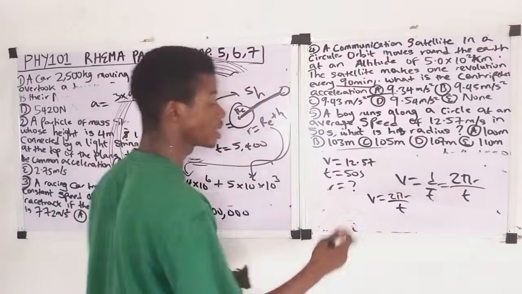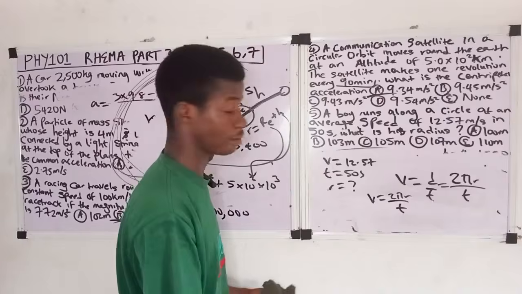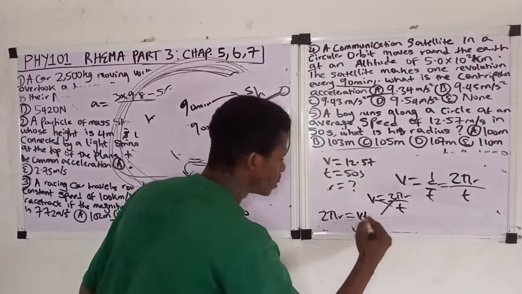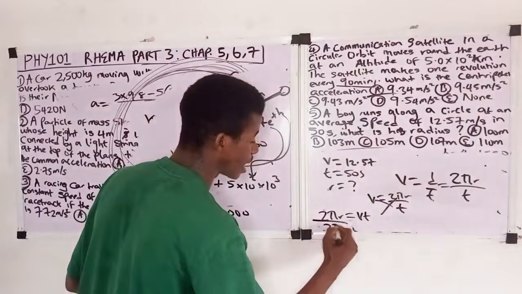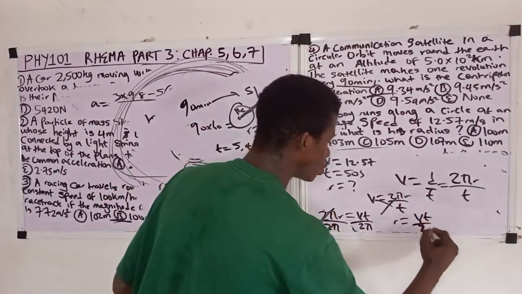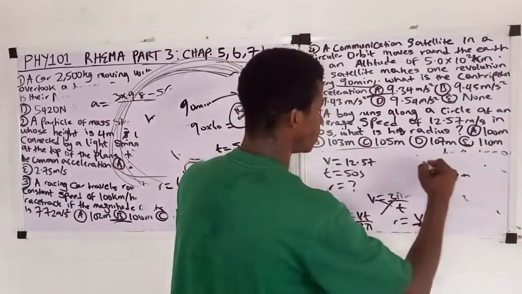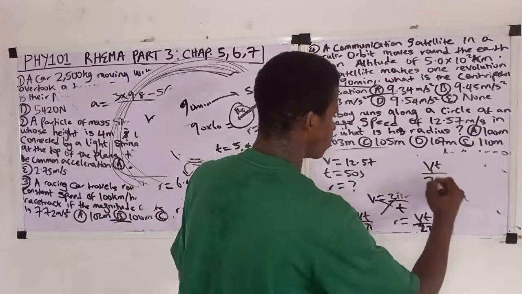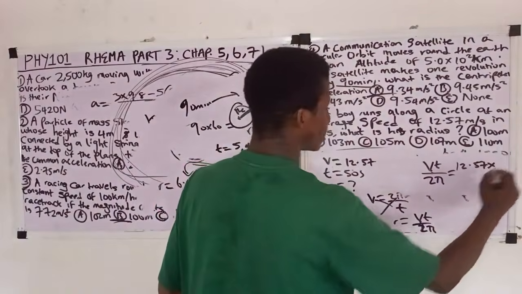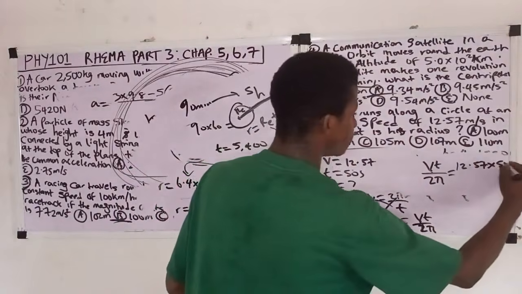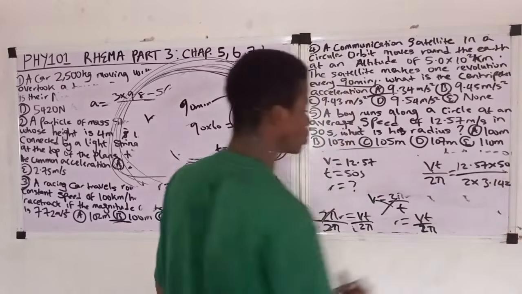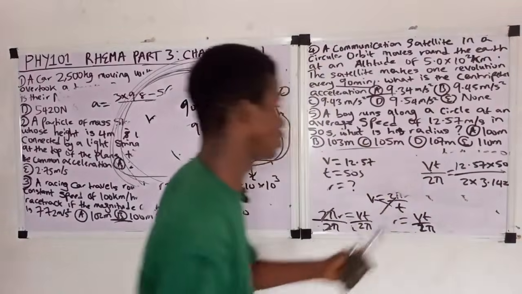We're looking for r, so let's make r the subject of the formula. Cross multiply. So here will now be 2 pi r equals Vt, right? Yes. So divide both sides by 2 pi to make r stand alone. If you divide both sides by 2 pi, r will be Vt divided by 2 pi, right? So velocity is 12.57, times the time, which is 50 seconds, divided by 2 times pi. We all know pi is 3.142, right?